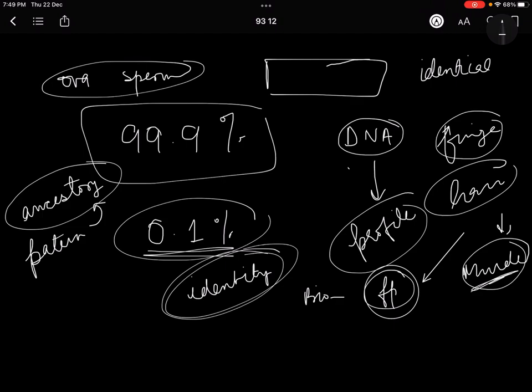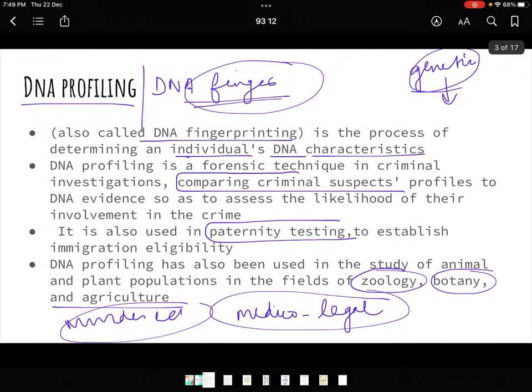But उसके अलावा, even with your parents, your DNA is not the same. Obviously it has certain characteristics that would match, but ultimately 100% similarity नहीं होगा. So that is why it could also be used to identify. So क्या है DNA profiling? It is a process of determining an individual's DNA characteristics.